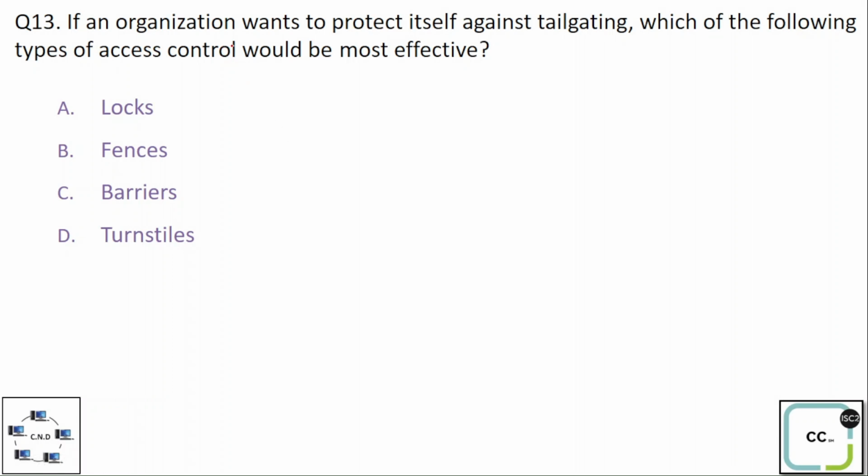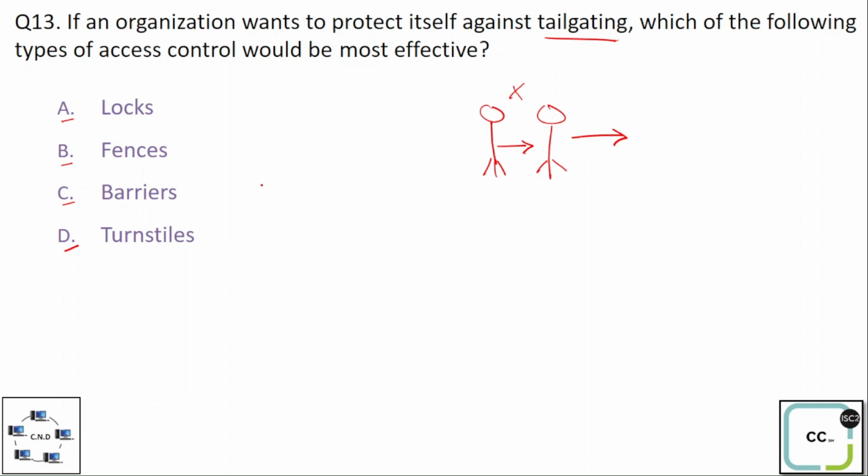Question number 13. If an organization wants to protect itself against tailgating, which of the following types of access control would be most effective? So, tailgating is when a legitimate user enters a facility and another illegitimate user follows him or her. This process is known as tailgating. So, how to prevent this? And the options are option A, locks, option B, fences, option C, barriers, and option D, turnstiles.